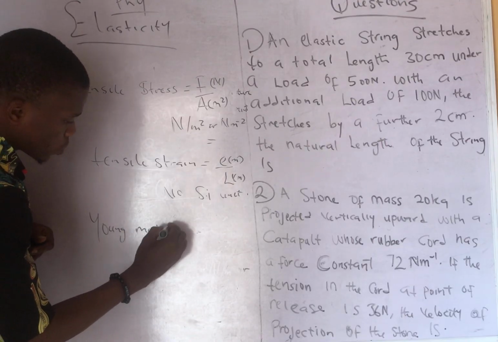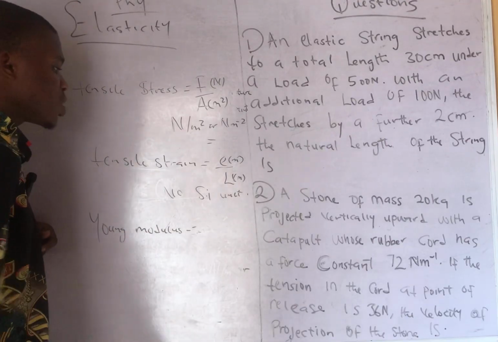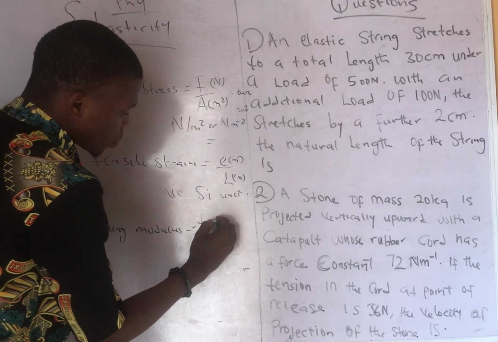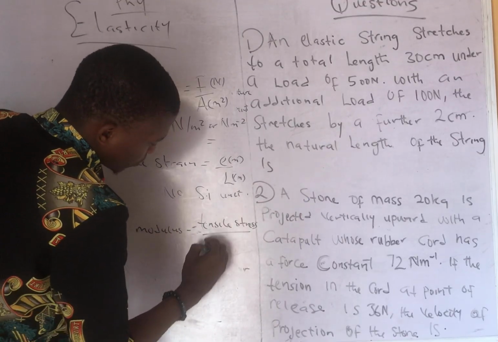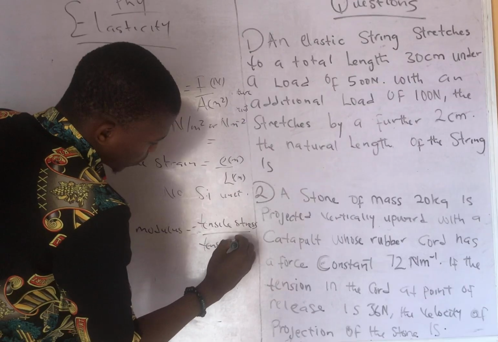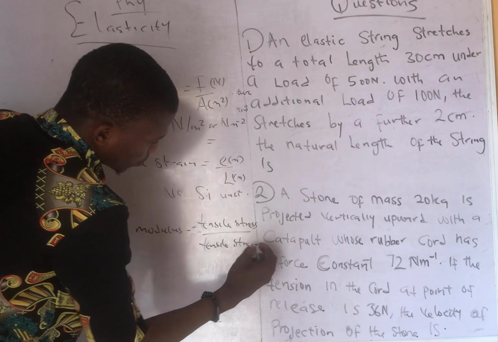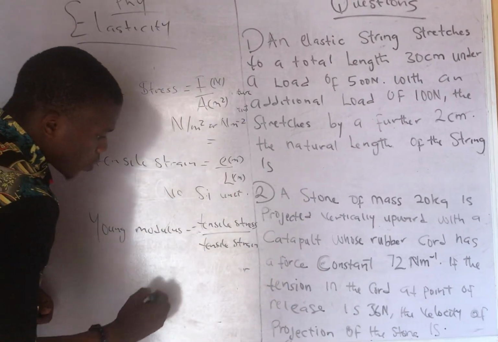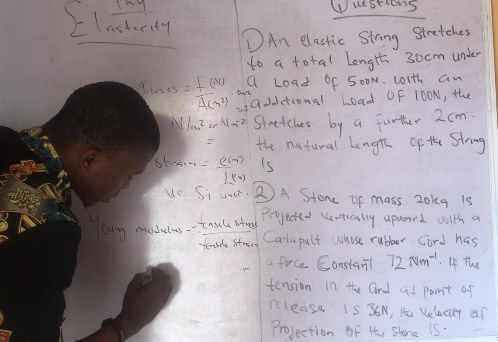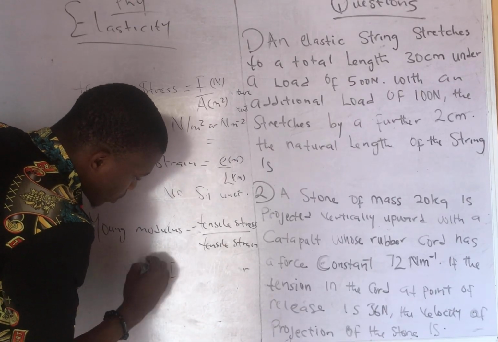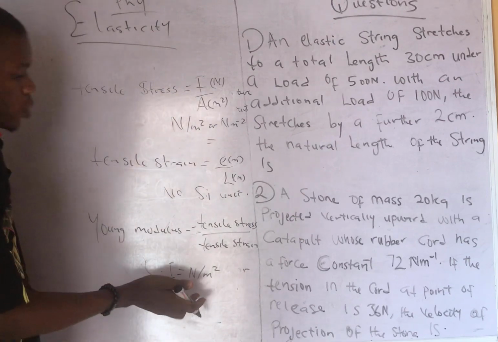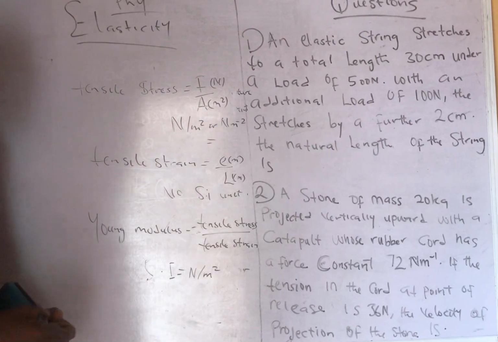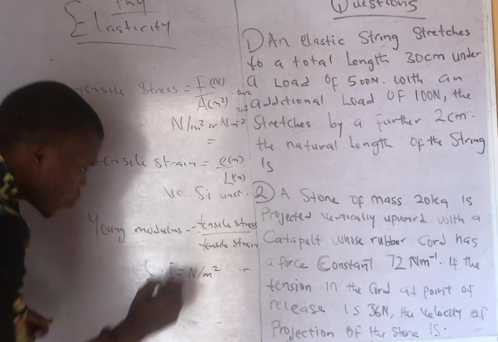Young modulus. Now the Young modulus is the ratio between the tensile stress over the tensile strain. Now we can go further. The SI unit is Newton per meter cubed. That's for the tensile stress. Since the strain doesn't have an SI unit, then we can solve for that.